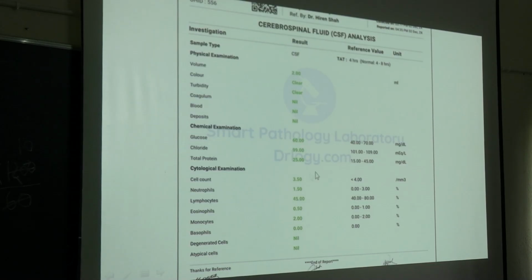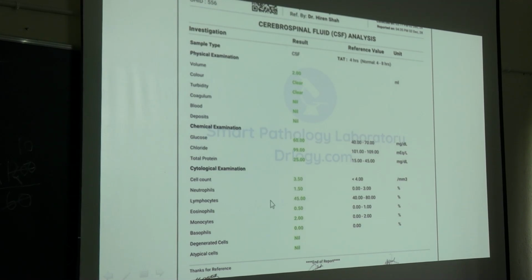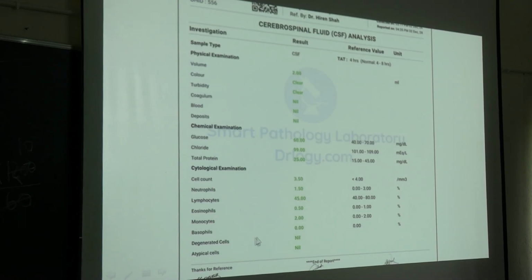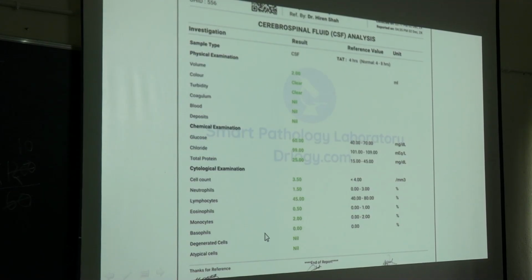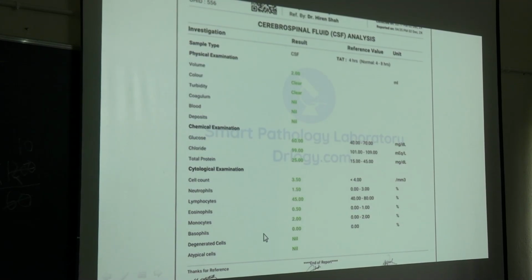So glucose 60, chloride 99, chloride লাগে না আমাদের, protein 25, cell count 3.5, neutrophil 1.5, lymphocyte 45, degenerated cells, atypical cells, all are nil. So what is your interpretation? Normal CSF report. So it is a normal CSF report.